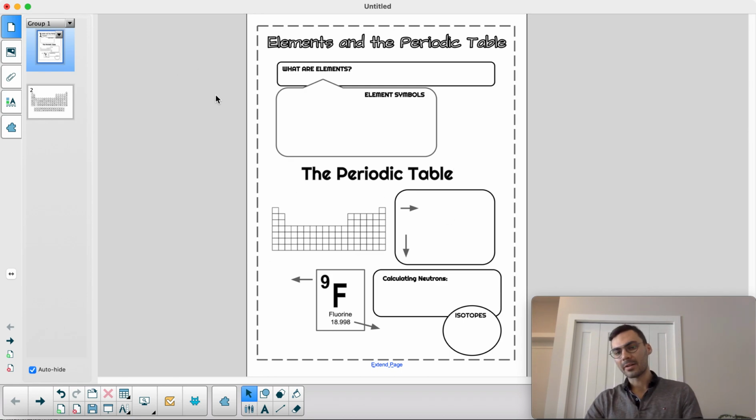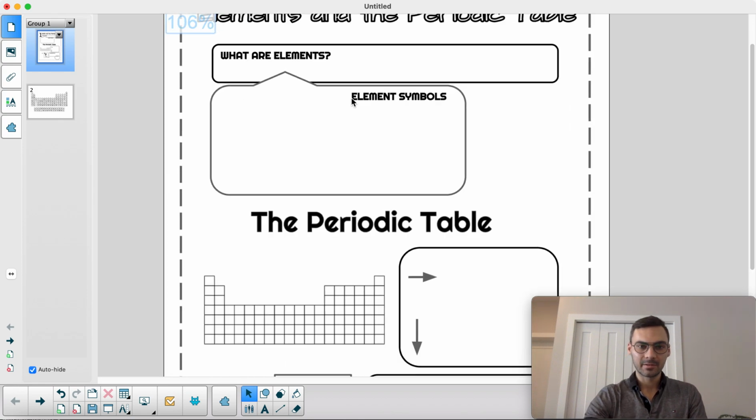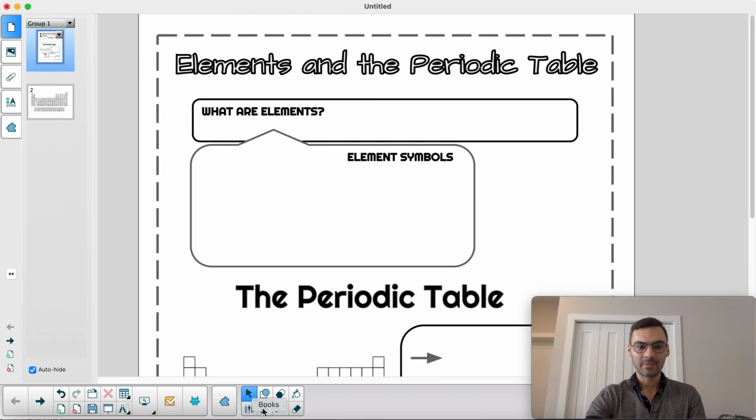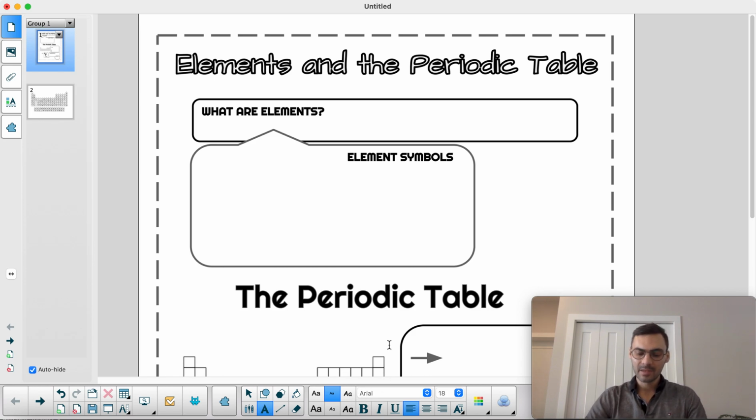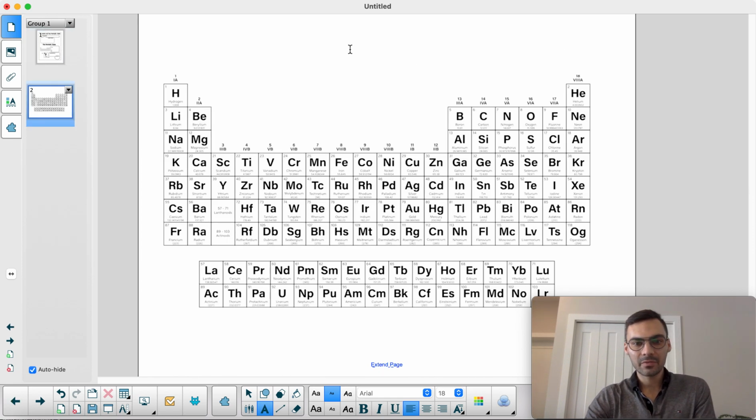So let's define what an element is. Let me zoom in a little bit. An element is matter composed of only one type of atom. Now if we go back to our table, each of these boxes with the letters in it represents one type of element. And there are about 103 known elements in our universe, but scientists believe that there are more that they are going to discover.